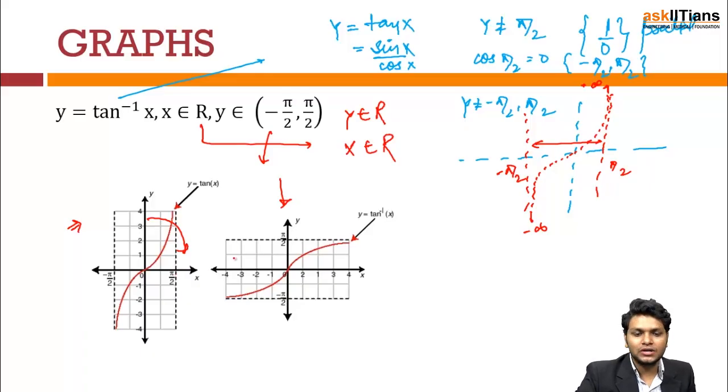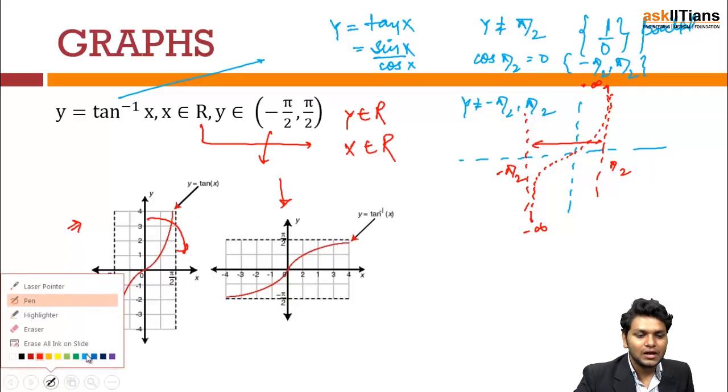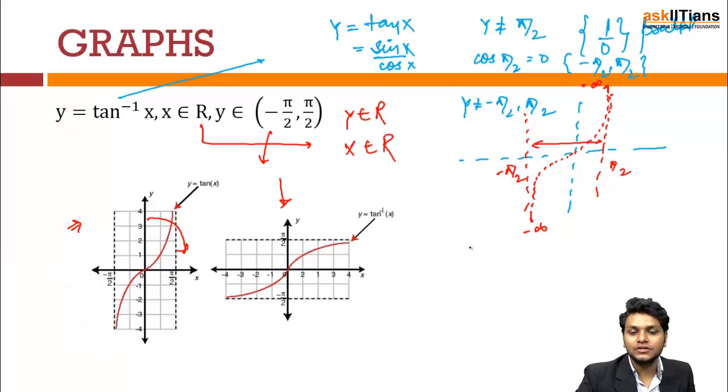If you try to just rotate that, you will easily get the value of the inverse function. And there is one more property of inverse functions. As you all know, inverse functions are symmetric about the line y equals x, right? So what you need to do is draw the line y equals x.